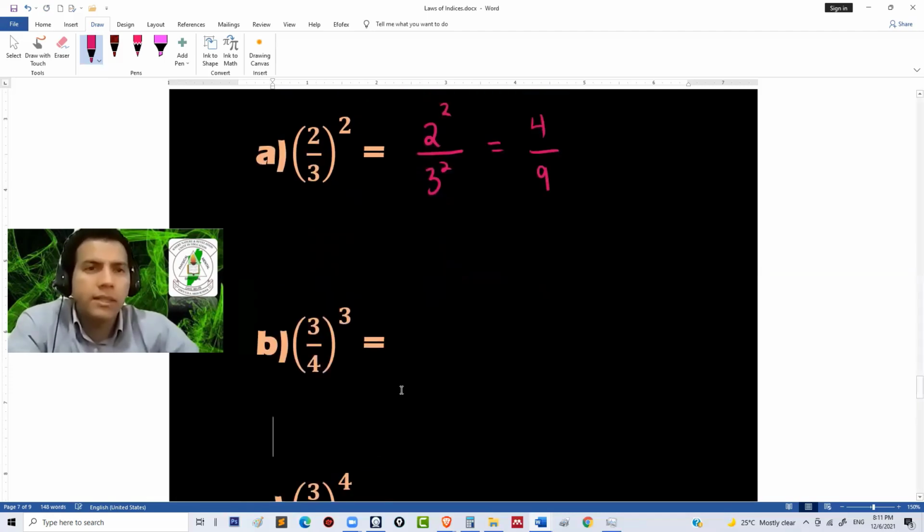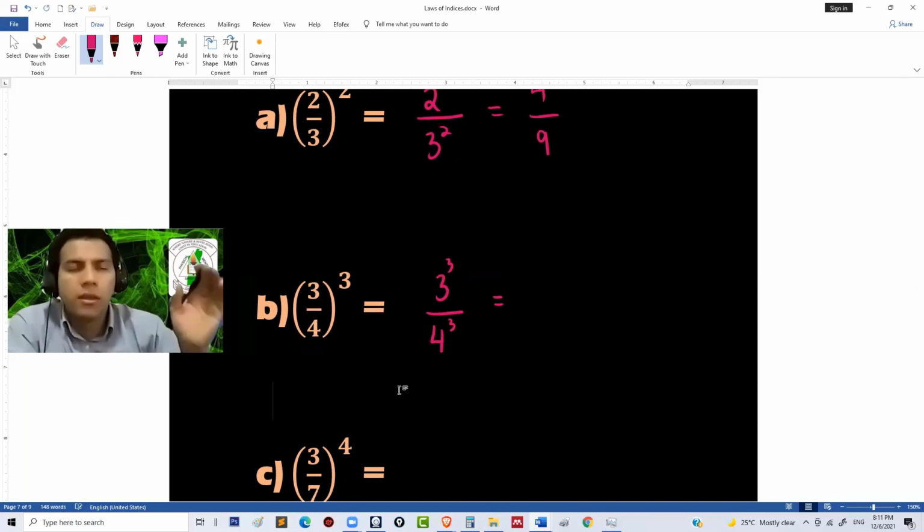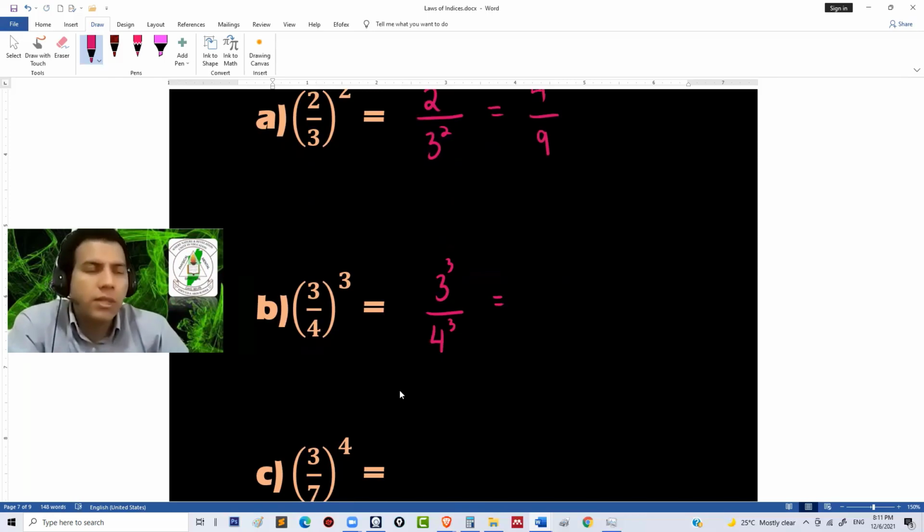In our next example, we have 3/4 raised to the third power. So 3 raised to the third and 4 raised to the third. We will cube each value separately. So 3 power 3: 3 times 3 is 9, 9 times 3 is 27. 4 times 4 is 16, 16 times 4 is 64.